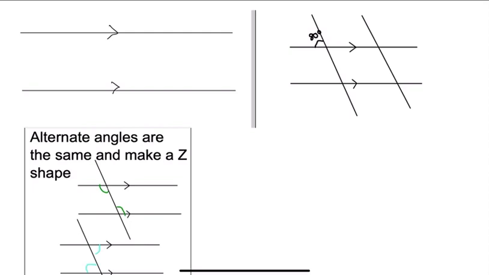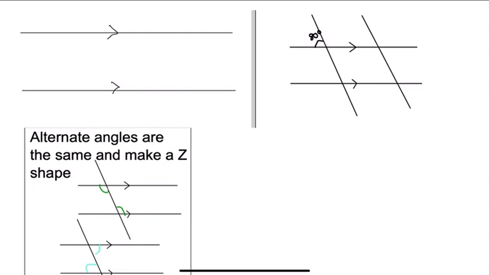This will be split into 3 videos and potentially another one at the end where we apply and mix our knowledge of all 3 of these angles. So just as a little bit of an introduction, you need to be aware here that parallel lines are 2 lines that never meet. And we're going to be looking at when we've got another line that intersects these and creates a few angles.